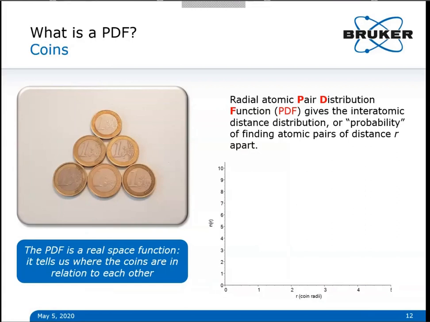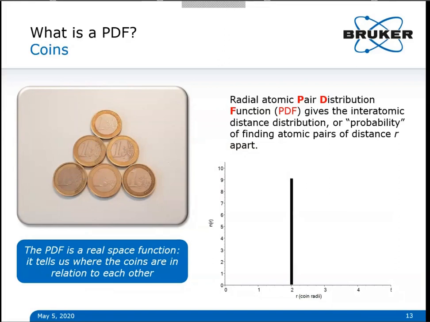Another way to think about it is like a weighted histogram of all atom-atom distances in a sample. Let's start with a really simple example, like, say, a cluster of coins sitting on a table. If we measure the distance between two nearest neighbor coins in units of coin radii, we see that these two coins are 2r apart. And if we sum up all the nearest neighbor coin pairs in this discrete cluster, we get a total of 9 pairs.